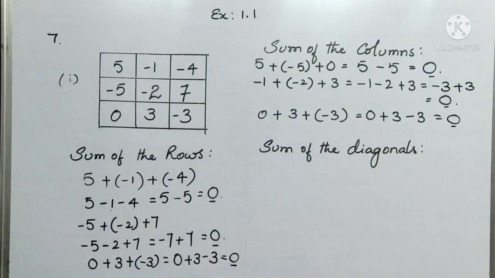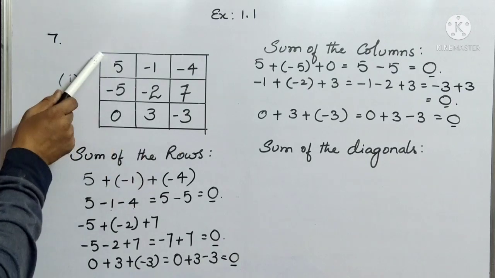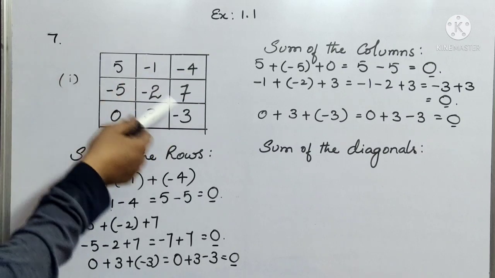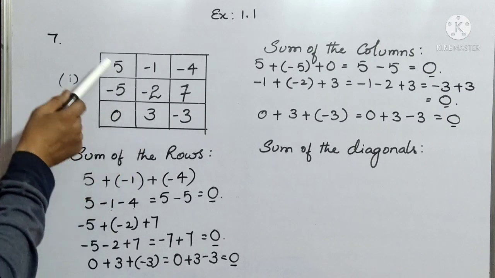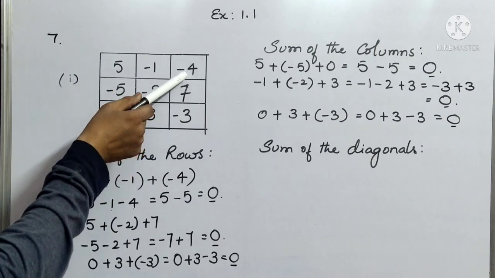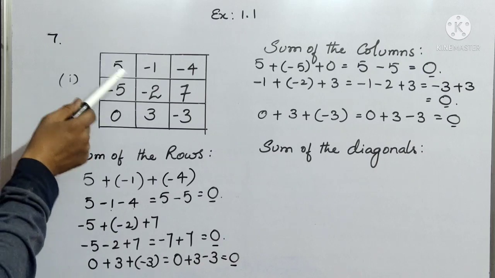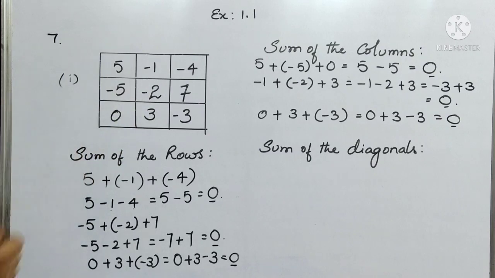Now diagonal. You may wonder what a diagonal is. Diagonal means from this end to this end, like a cross. This is one diagonal: 5 minus 2 minus 3. Another diagonal: minus 4 minus 2 0. So what is the first diagonal? 5 minus 2 minus 3. Another diagonal: minus 4 minus 2 0.